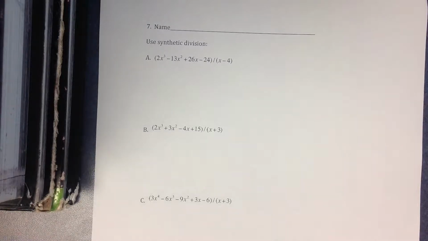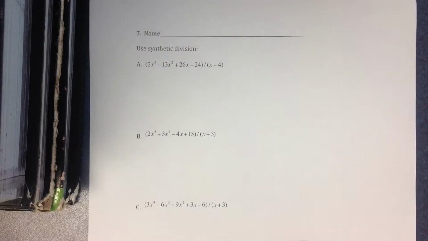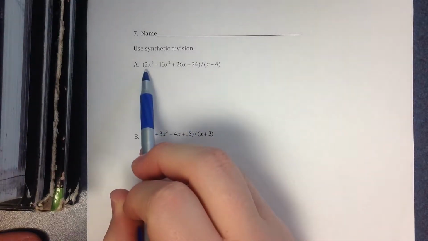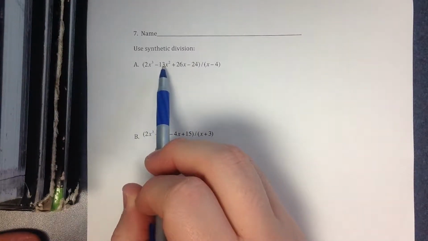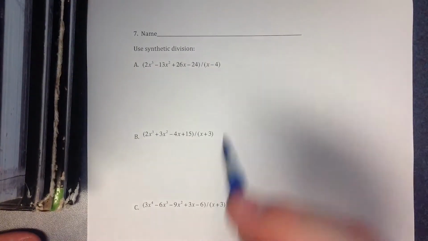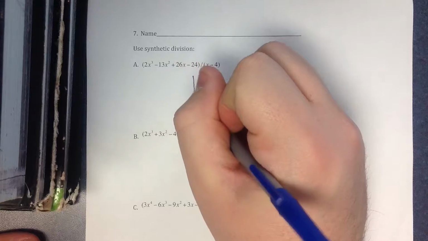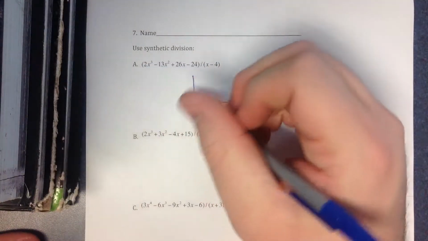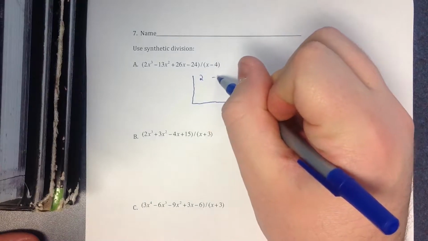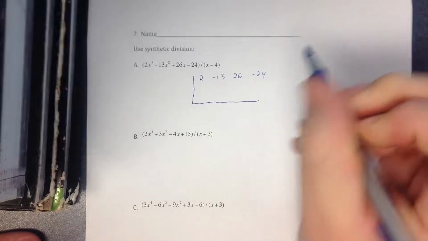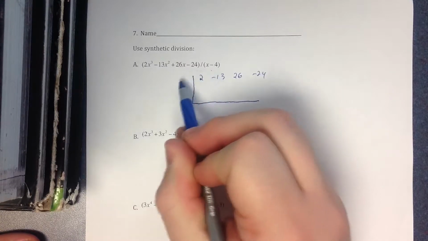Okay, continuing on with the Algebra 2 extra practice packet, number 7 deals with synthetic division. So if I want to divide 2x to the third minus 13x squared plus 26x minus 24 by x minus 4. So this is where we make our little L thing here. So our coefficients are 2, negative 13, 26, negative 24. And then we put the opposite of this on the outside, so the opposite of negative 4 is positive 4.